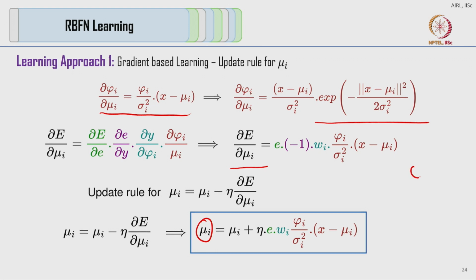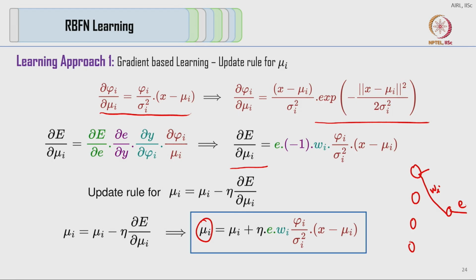If you look at this, it is also similar to back propagation. This is my error. Error times Wi is the error contribution by this neuron, multiplied by the derivative of the activation function, and x minus mu by sigma I square. So this is the update rule. We do not know the exact output of this Gaussian. If we knew the true Gaussian value, we could directly compare and update. Here, with respect to the error, we are propagating.